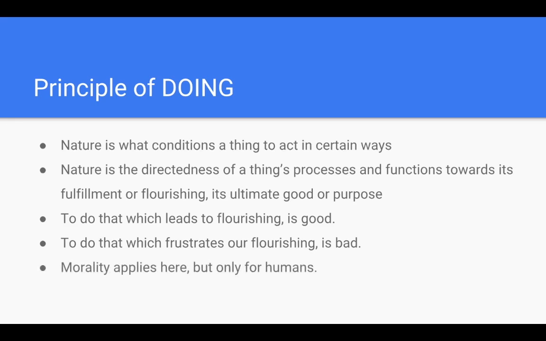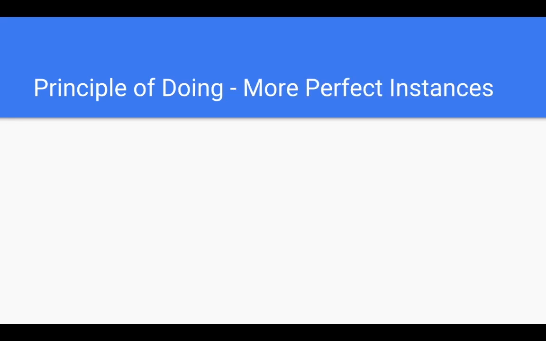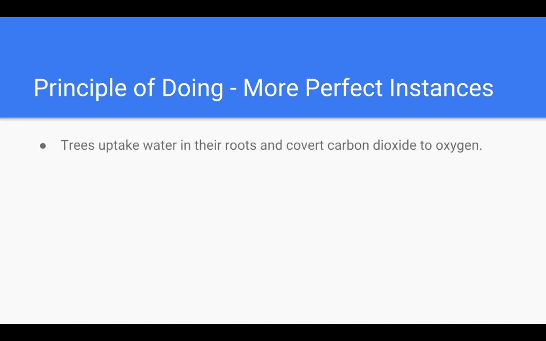Now, morality applies here, but only for humans. So let's look at what we mean by this. Once again, let's look at some more perfect instances. Trees, via their roots, take up water and through their leaves convert carbon dioxide into oxygen, and in the process of doing that are able to utilize those elements to nourish itself. That is a perfect instance of a tree doing what it's supposed to for it to flourish.